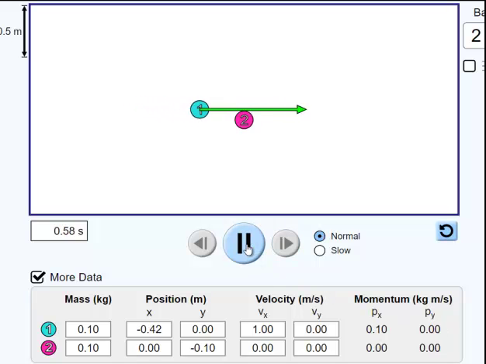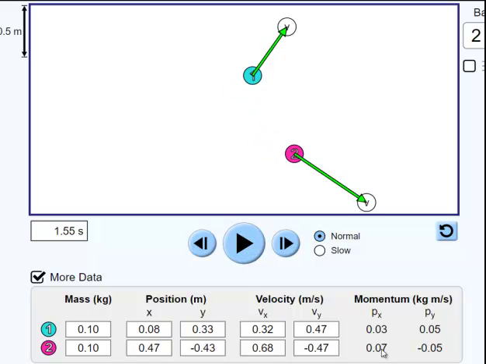Okay, here we go. And then when we read that off now, respectively, when we multiply 0.1 times 0.32 and 0.1 times 0.68, we come up with these numbers here, 0.032, 0.068. I know they round them here. And in any case, these two add up to the original 0.1 kilogram meters per second, the original momentum.